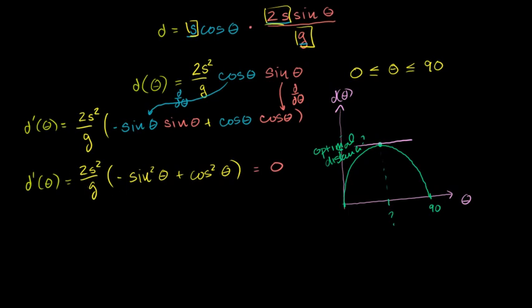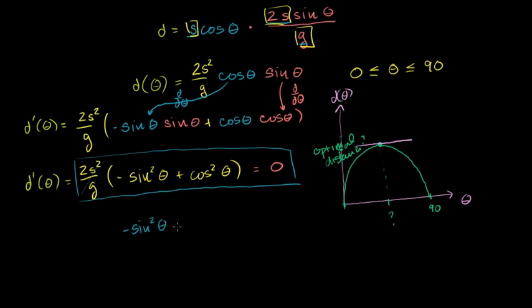The first thing I do to solve for theta is just divide both sides by 2s squared over g. If you divide the left-hand side by that, it cancels out. And if you divide 0 by that, assuming that this isn't 0, which it shouldn't be, then you'll still get 0. So this equation simplifies to, I'll write it in blue, negative sine squared of theta plus cosine squared of theta is equal to 0.